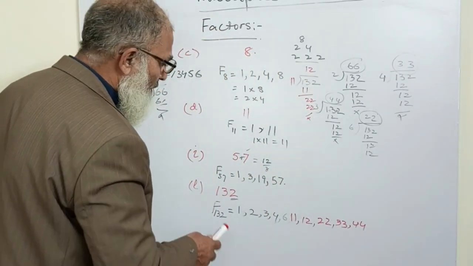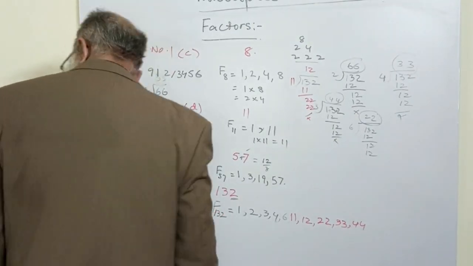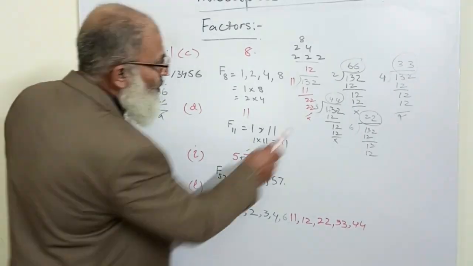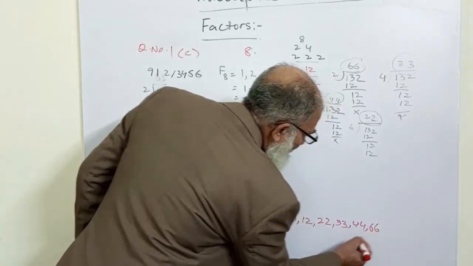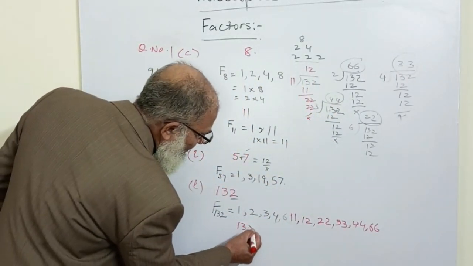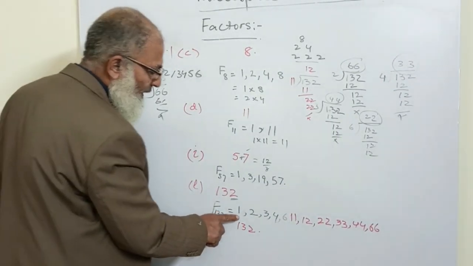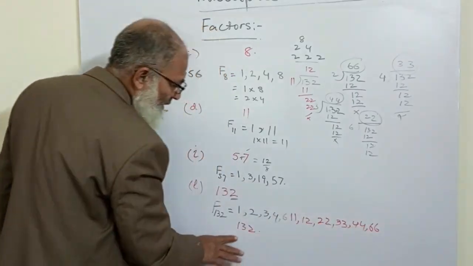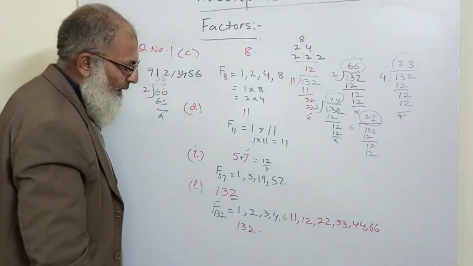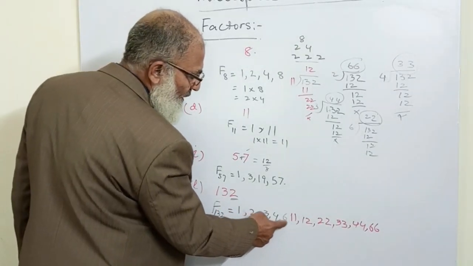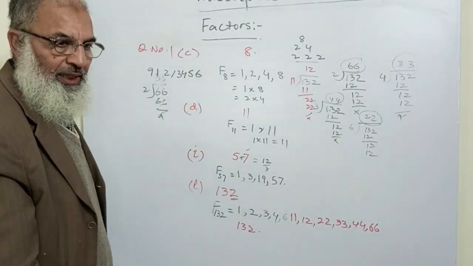Now see whether or not there are any other factors for 132. Yes, we do have: 66, and the last is 132 itself. So you see that this is the whole answer, a long train of factors which came out from 132: 1, 2, 3, 4, 6, 11, 12, 22, 33, 44, 66, and 132 itself.